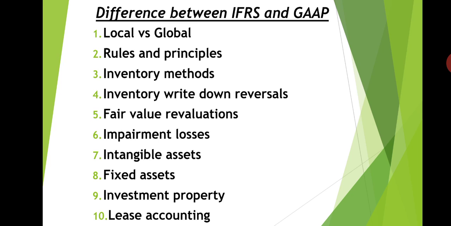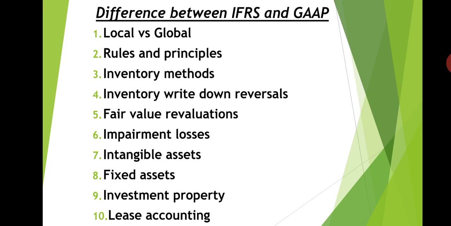Second one, rules and principles. GAAP tends to be more rules based, while IFRS tends to be more principles based. So there is a difference between rules and principles. Under GAAP, companies may have industry specific rules and guidelines to follow, while IFRS has principles that require judgment and interpretation to determine how they are to be applied in a given situation. So that is the difference between rules and principles.